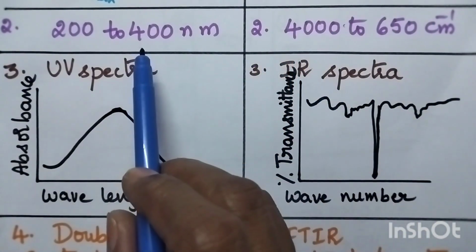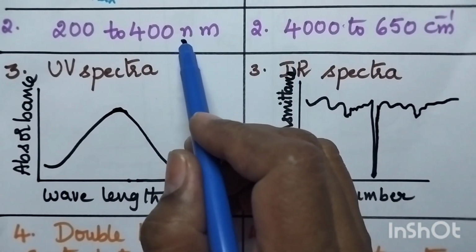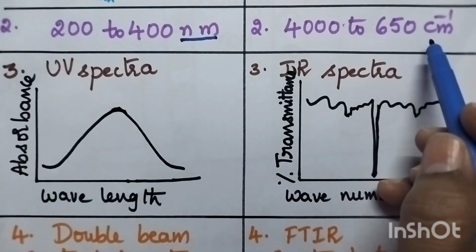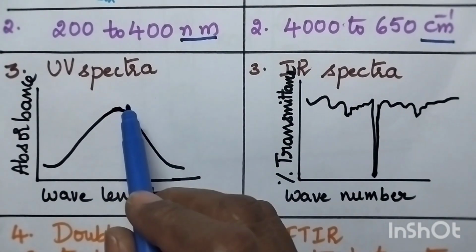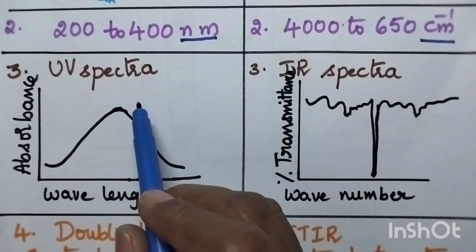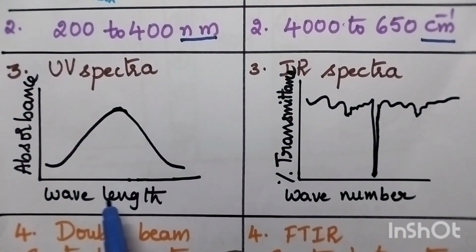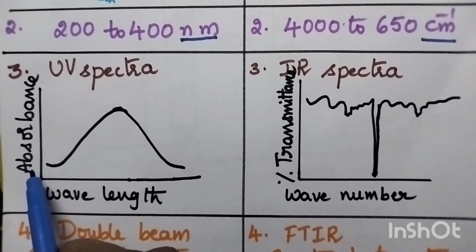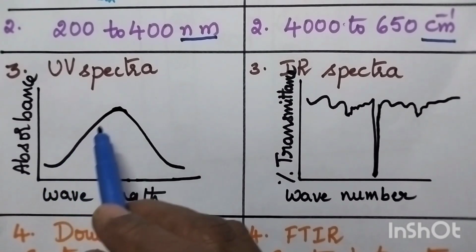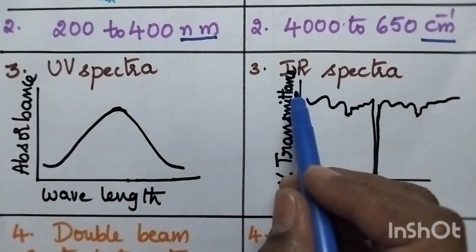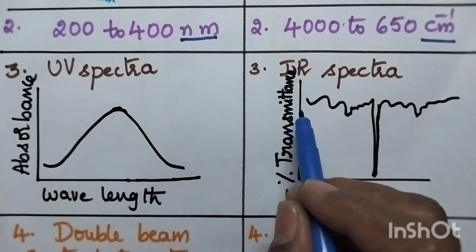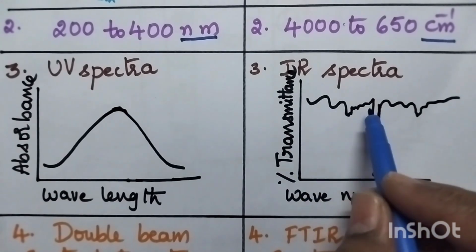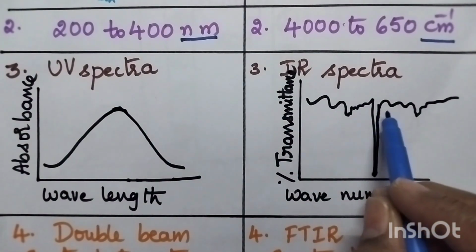Always remember, UV spectra is measured in terms of wavelength, whereas the IR spectra is measured in terms of wave number. Here UV spectra is usually drawn between wavelength and absorbance. Then it yields a parabola, whereas IR spectra is drawn between wave number and percentage of transmittance, and generally it yields the inverted sharp peaks.